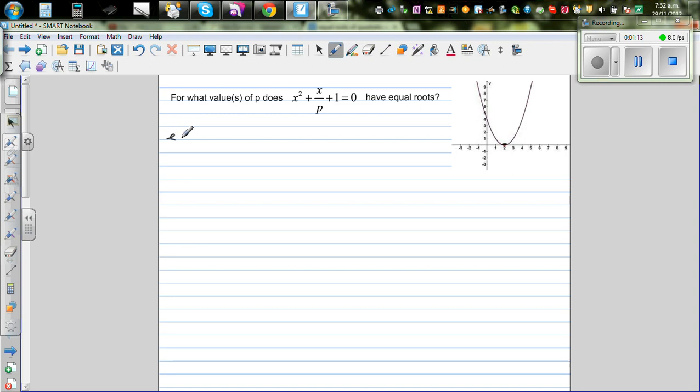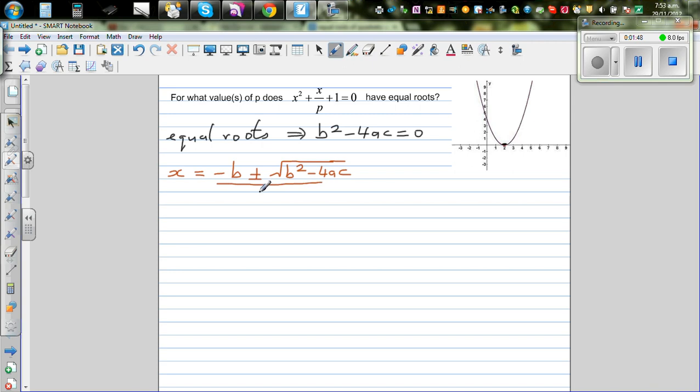So equal roots implies your determinant, which is b squared minus 4ac, is equal to 0. Now where did I get this from? So this I have got from the quadratic formula, x is equal to minus b plus or minus the square root of b squared minus 4ac, over 2a. Now just think logically.